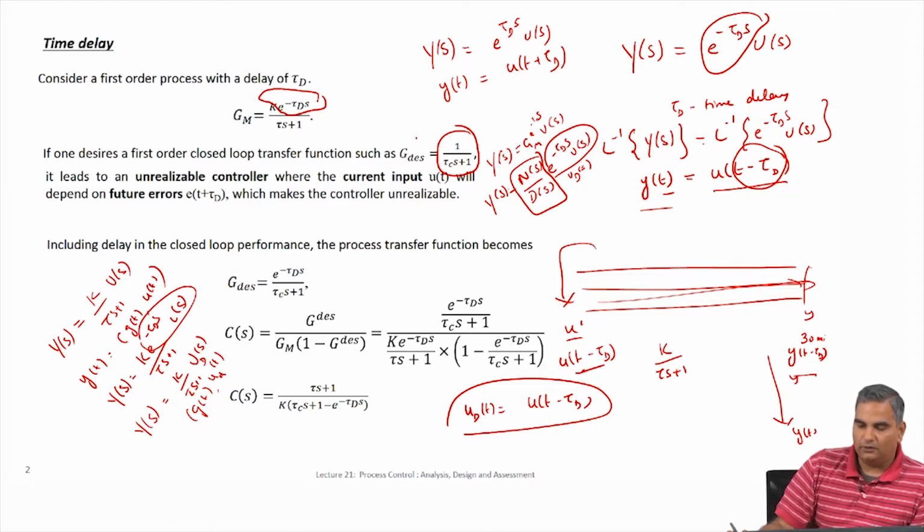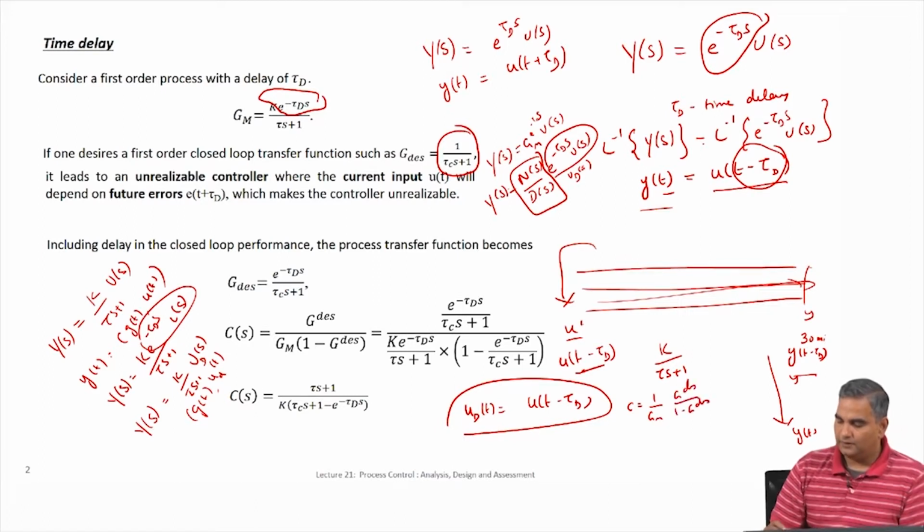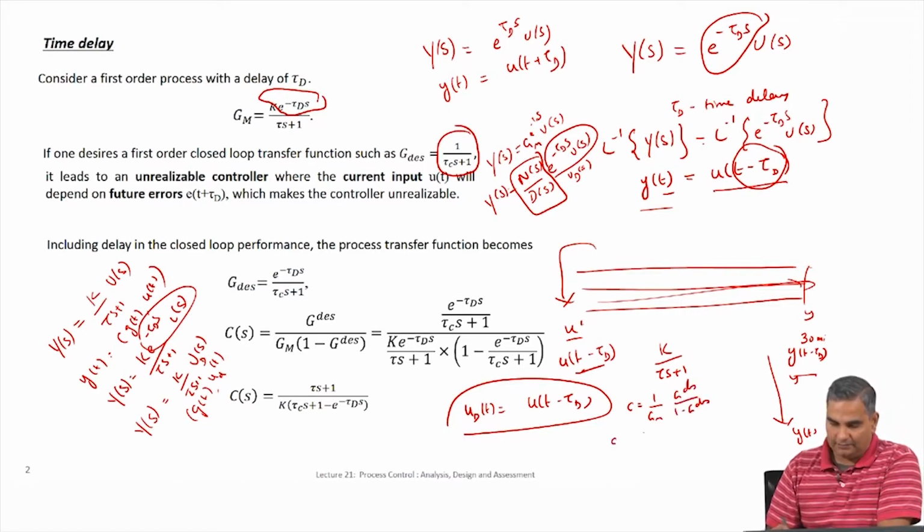Okay. So, to see that, I am going to show you a very simple computation. Remember, the controller is basically 1 over Gm times G desired. In this case, 1 over Gm is going to be (tau s plus 1) divided by k e power minus tau d s. Let us assume G desired is 1 over (tau c s plus 1), divided by 1 minus 1 over (tau c s plus 1).